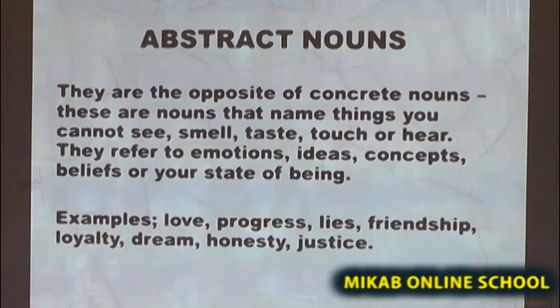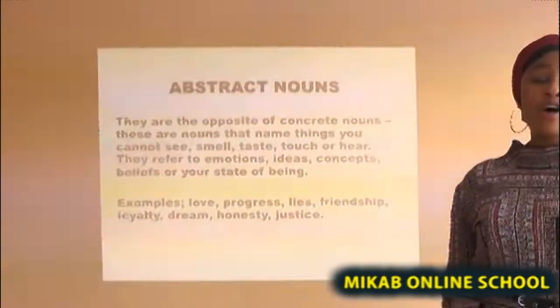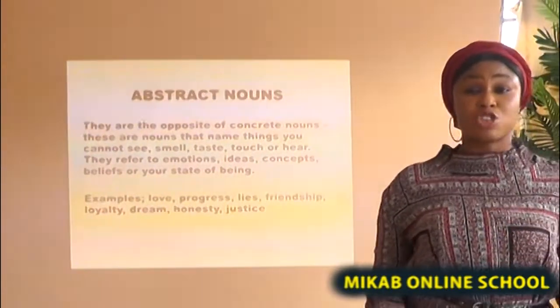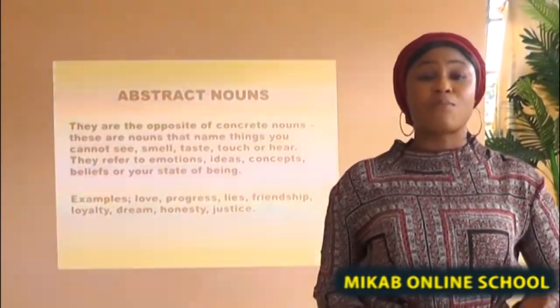Now, what are these abstract nouns? They refer to emotions, ideas, beliefs, and even what? Concepts. Examples of all these can be what? Love, progress, lies, friendship, loyalty, dream, honesty, and even what? Justice.